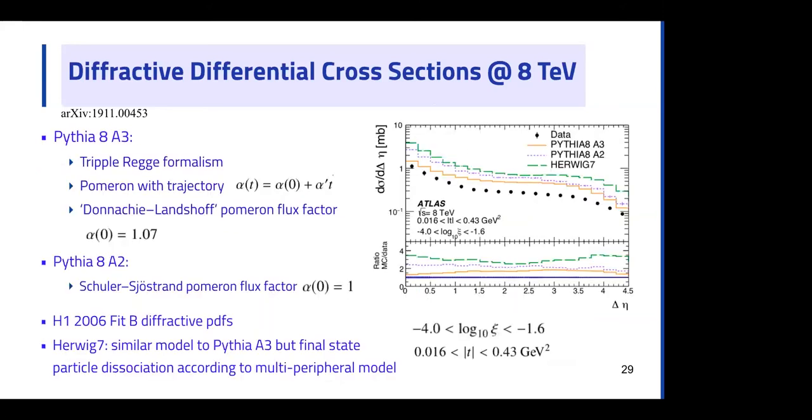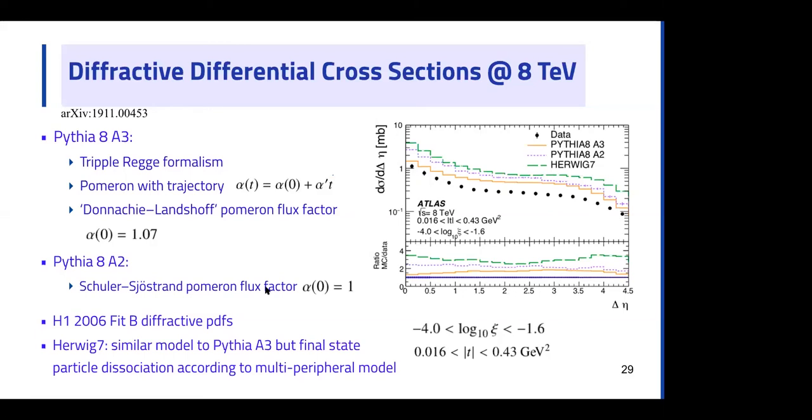So we have here the delta eta, the distribution of the diffractive differential cross-section as a function of the rapidity gap, shown here in between the proton and the activity in the detector. The data is compared to 3 different Monte Carlos, PCA8 with 2 different models, A3 and A2, that basically contain different properties for the Pomeron interaction, the description of the Pomeron interactions, and Herwig 7 that is more similar to PCA3 but has a different final state particle dissociation model.